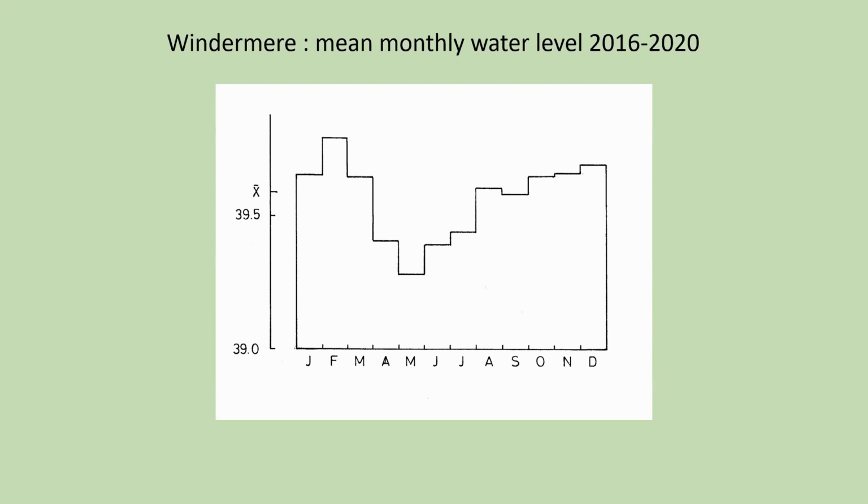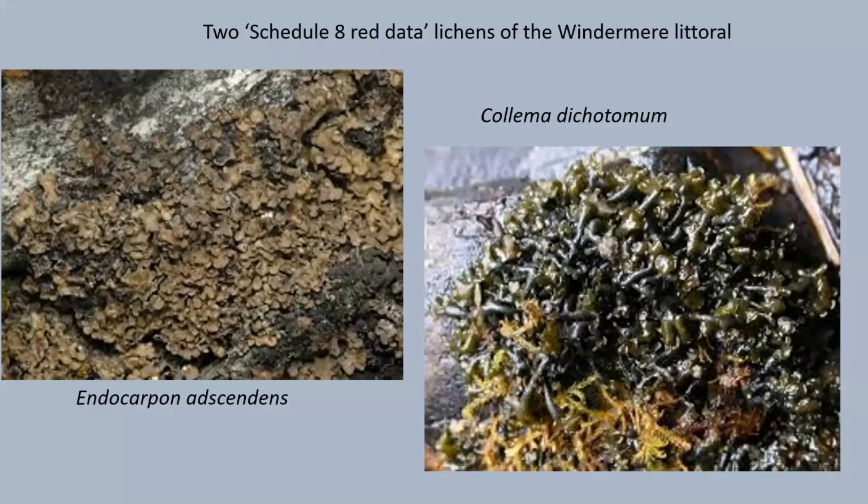Before I finish, I'm just going to show you a picture of some lichens which you probably don't know, but they're actually quite important. These are two Schedule 8 red data lichens that occur in the littoral of Windermere. These are threatened species, and they're of some importance. There are two of them, Endocarpon descendens on the left there, and then there's Collema dichotomum, sometimes known as the river jelly lichen, on the right. Now these are actually quite important in a way because they are extremely rare in this country, and Windermere is one of the few places you can see them.